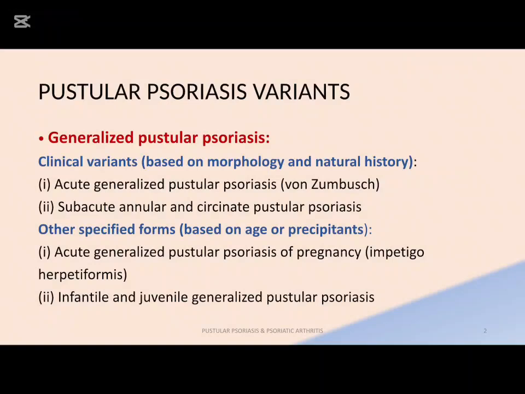First is acute generalized pustular psoriasis of von Zumbusch, and the second type of generalized pustular psoriasis is subacute annular and circinate pustular psoriasis. Other specified forms based on age and precipitants include acute generalized pustular psoriasis of pregnancy, also called impetigo herpetiformis, and second is infantile and juvenile generalized pustular psoriasis.